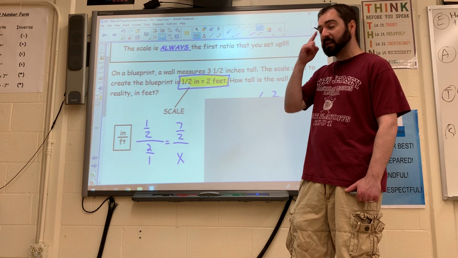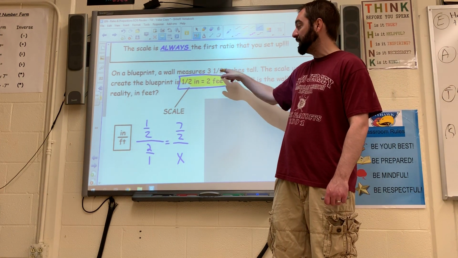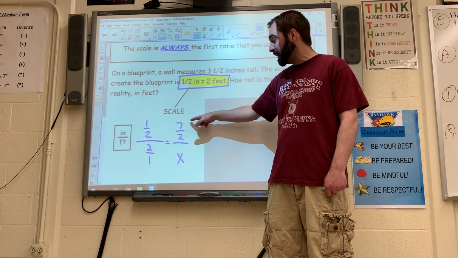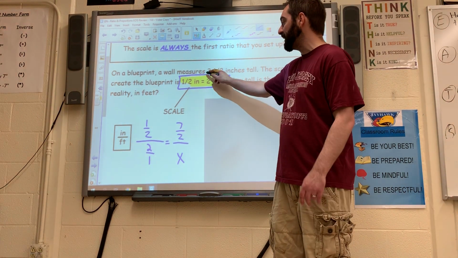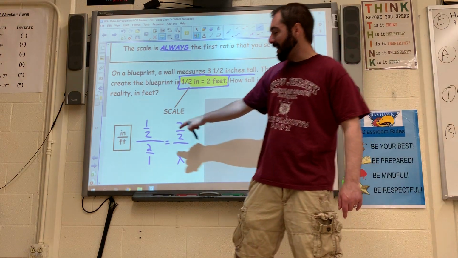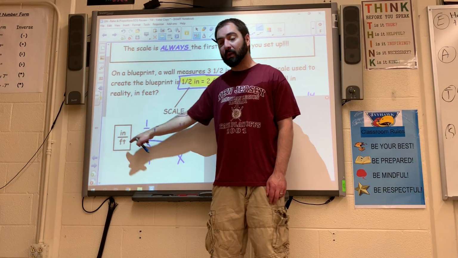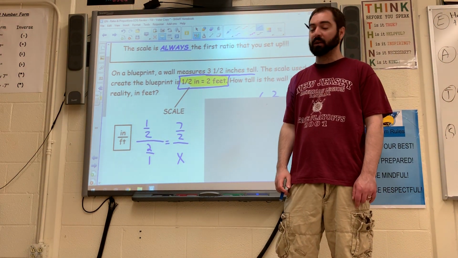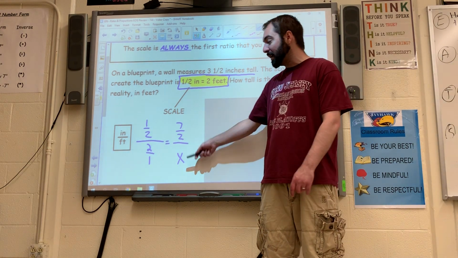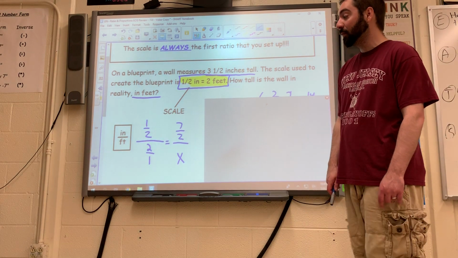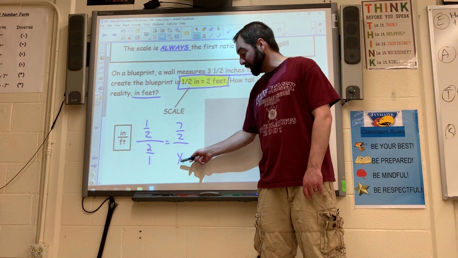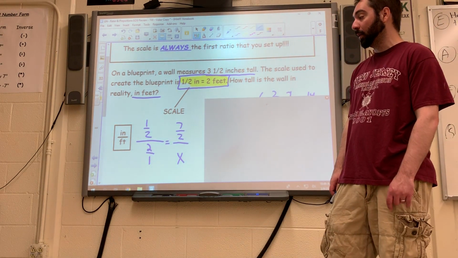Now, a couple things you need to consider. First off, still converting. 3 times 2 is 6, plus 1 is 7, all over 2. Now, you have to look and see where this is. This is 3 1/2 inches. I have my inches on top in my numerator, so that is why I put 7 over 2 in the top over x, because we don't know how many feet that is in reality. We know how big it is on the blueprint. We don't know how big it is in the real world.